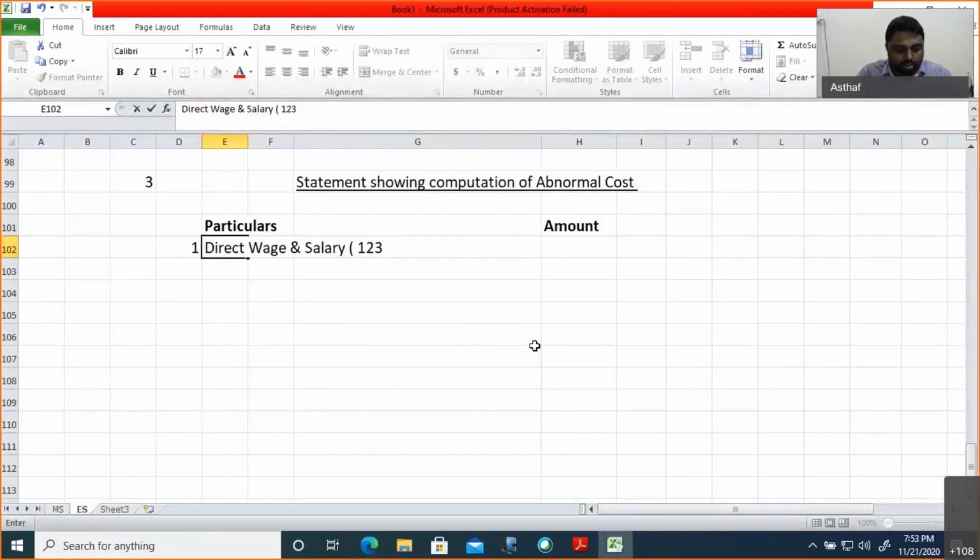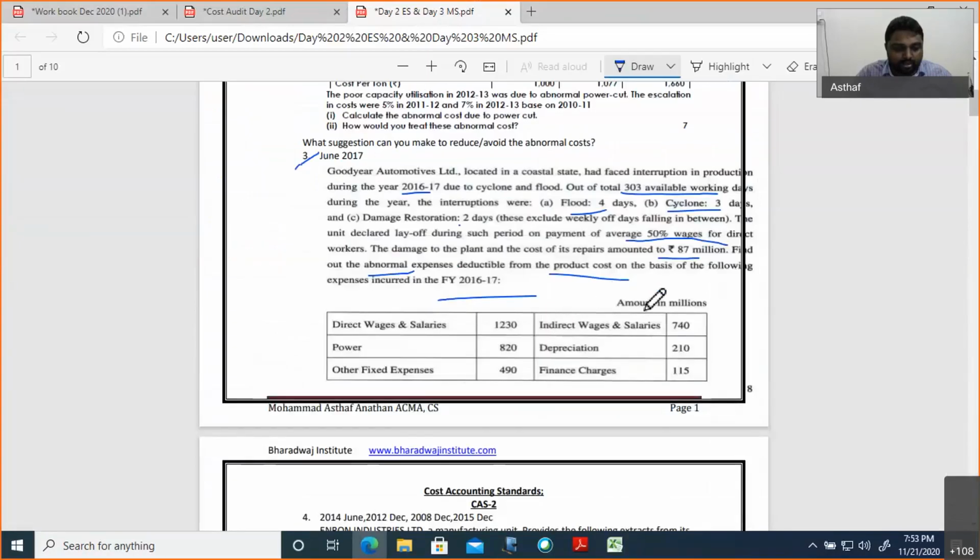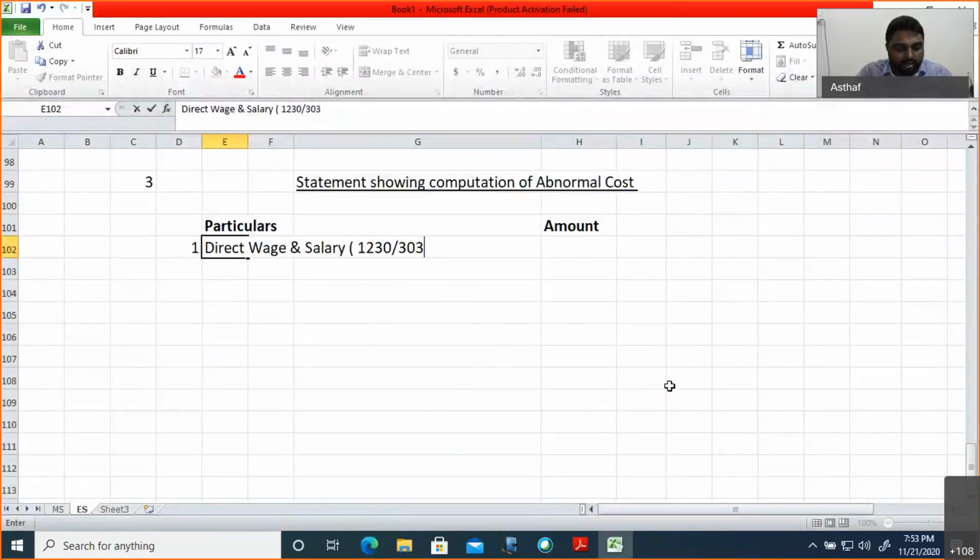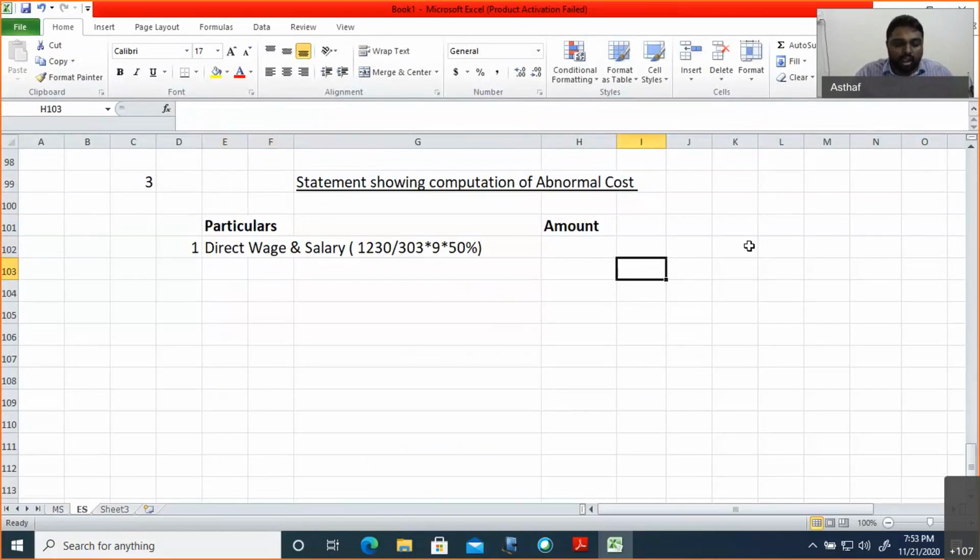Total amount 1230. This is for how many days? They tell us clearly 303 days. Our interruption was 9 days, and we are paying only 50%. I am giving the working for you also. I will repeat once again. 1230 is for 303 days. We are paying for the 9 days, and we are not paying the full amount, only 50%. So 1230 divided by 303 into 9 into 50%. This will be the direct wages and salary.